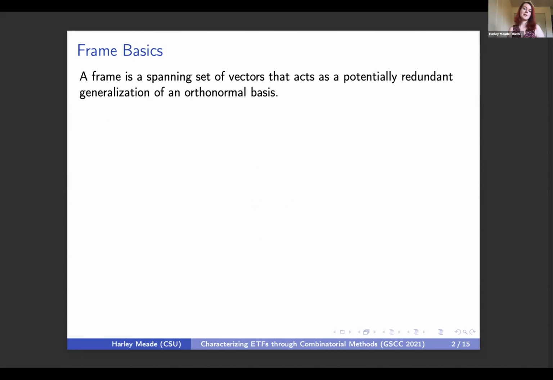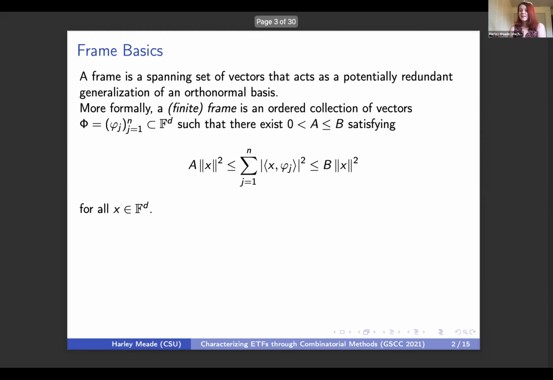We want that. More specifically, a frame, or at least a finite frame, which is what I work with, is some ordered collection of vectors with constants A and B satisfying this inequality. And just as a point of note, phi, we can think of it both as the set of vectors itself, but also the matrix whose columns are the vectors. Kind of an abusive notation, but it's pretty standard.